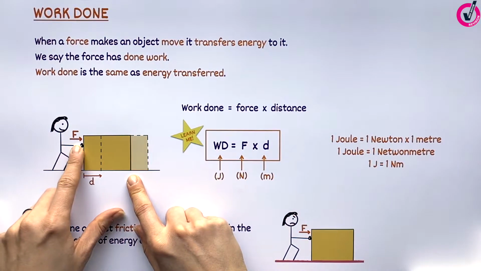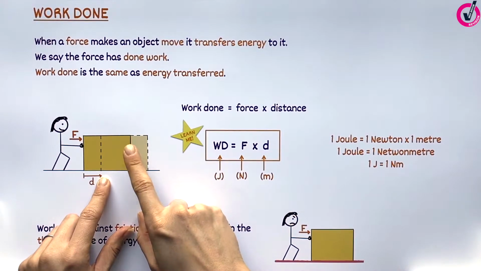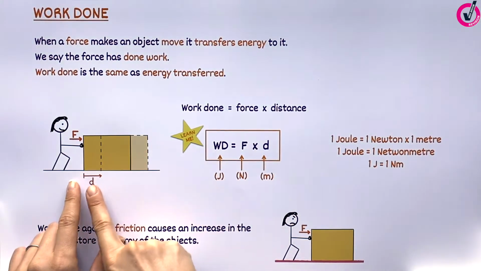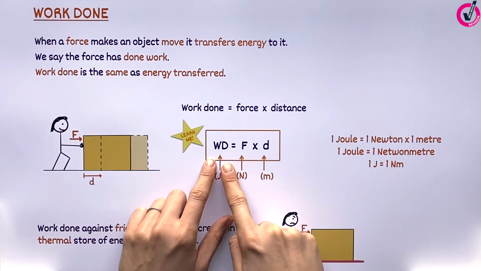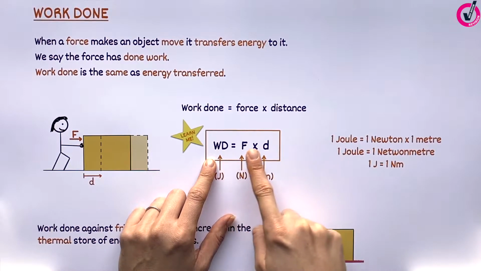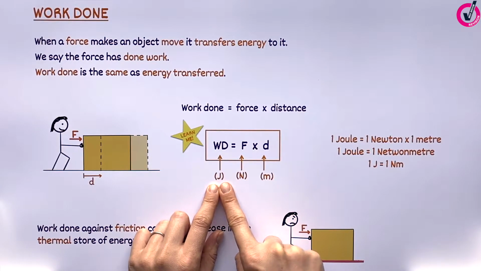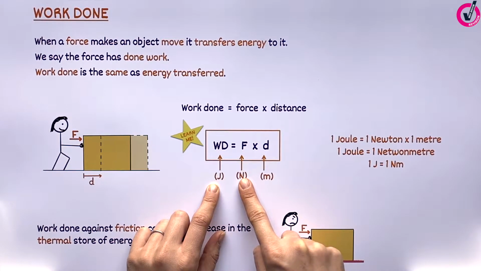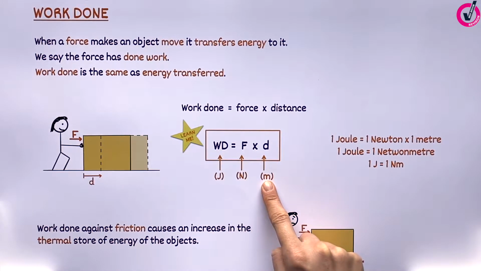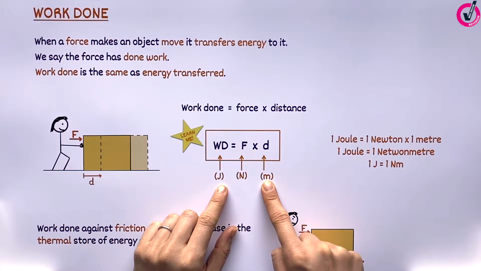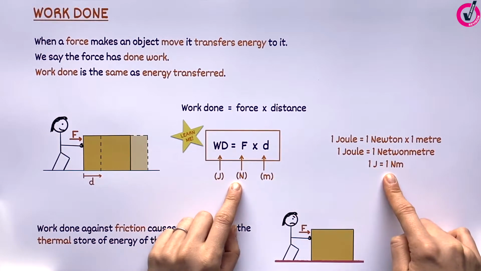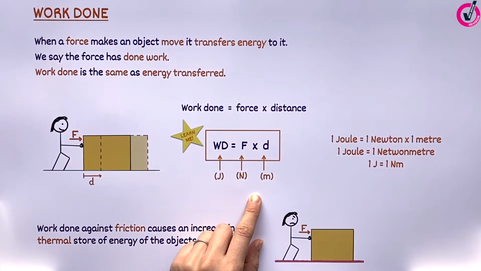Here's a person exerting a force and transferring energy to an object and moving it a certain distance. The amount of work done or energy transferred is equal to the force multiplied by the distance. It takes 1 joule of energy for a force of 1 Newton to move an object by 1 metre. We say that 1 joule is equivalent to 1 Newton metre.